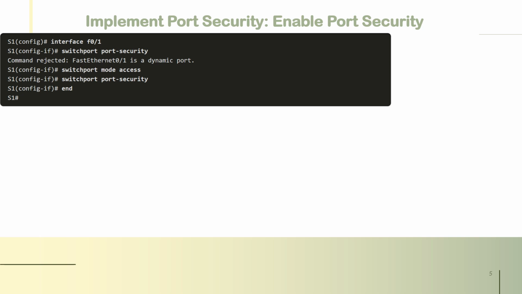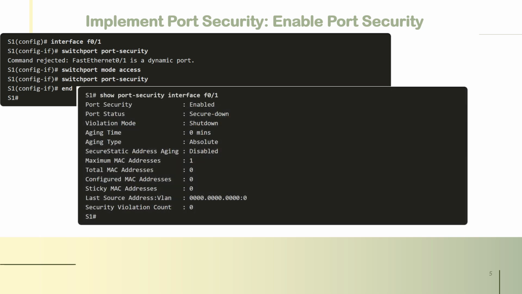You can see how port security is enabled. Port status is secure-down, which means that there are no devices attached and no violation has occurred. The violation mode is shutdown. And the maximum number of addresses is 1. And this can be seen from the show port-security interface output.